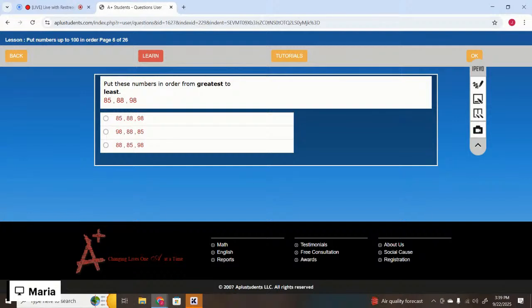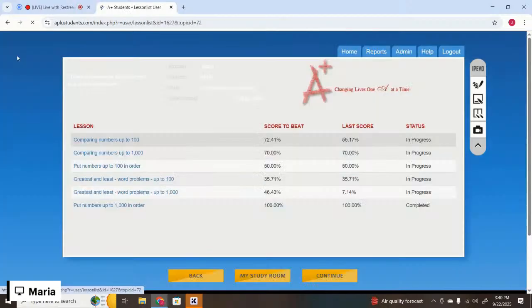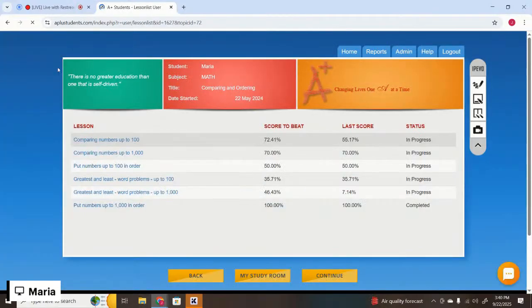Put these numbers in order from greatest to least. Which is the correct option? That is 98, 88, and 85. Okay, you can complete the lesson by yourself later today.